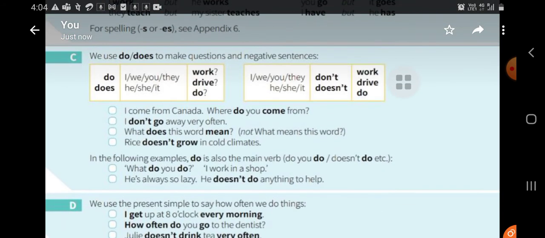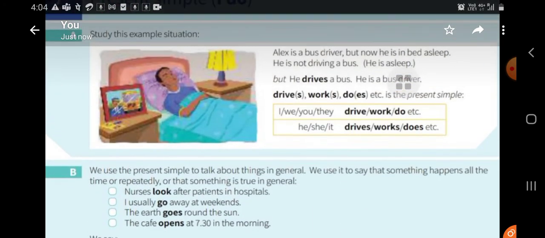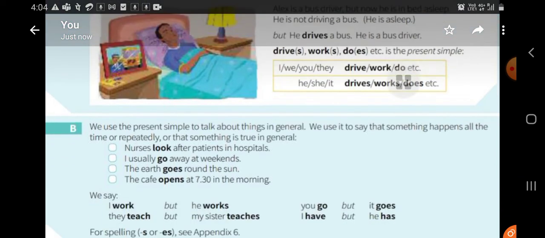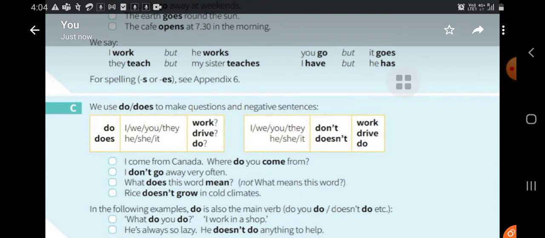Then rule C. What is the difference between do and does? Keep things clear. When the sentence is a question or negative sentence, the rule changes. You see, this rule applies when it is only answers. When it is answers, you can use I, we, you, they drive; he, she, it drives. Whereas when it comes as a question, the first box shows question. It should always begin with either do or does. Either do or does. Keep in mind.